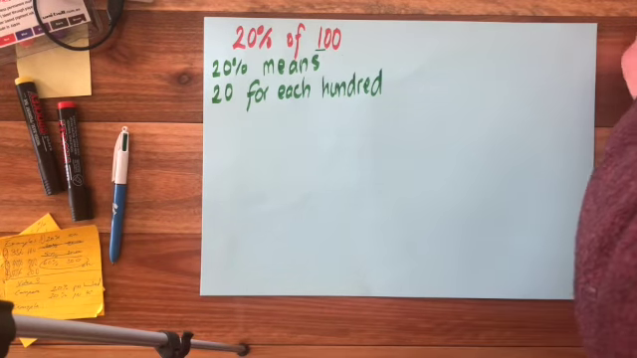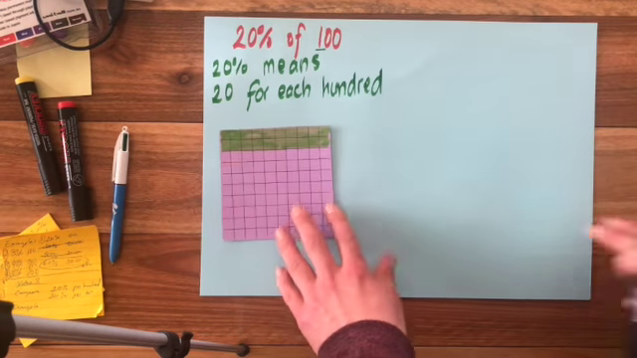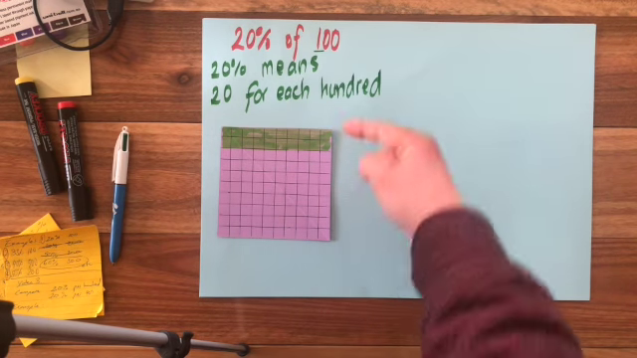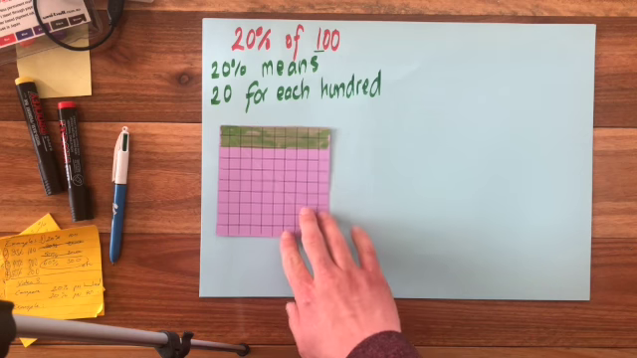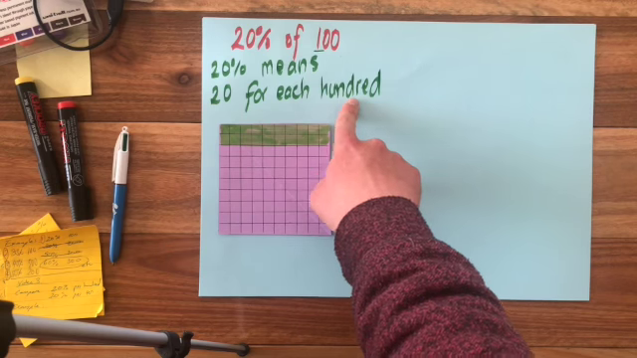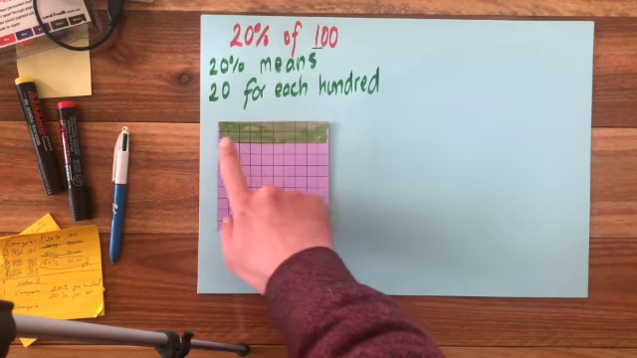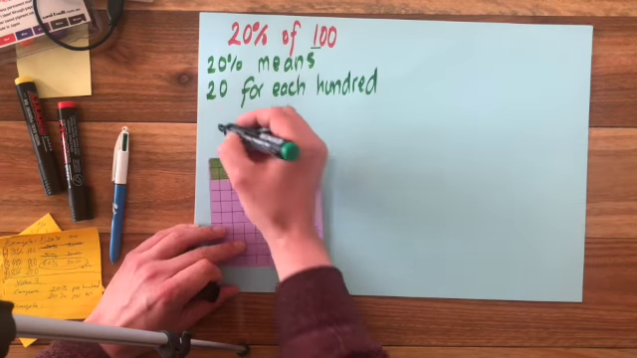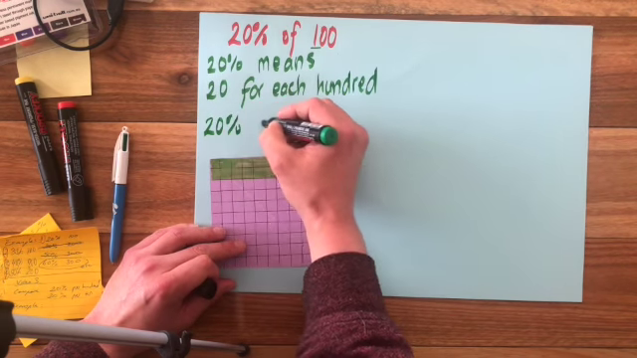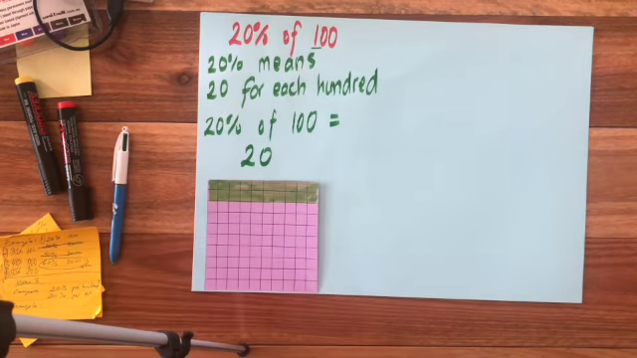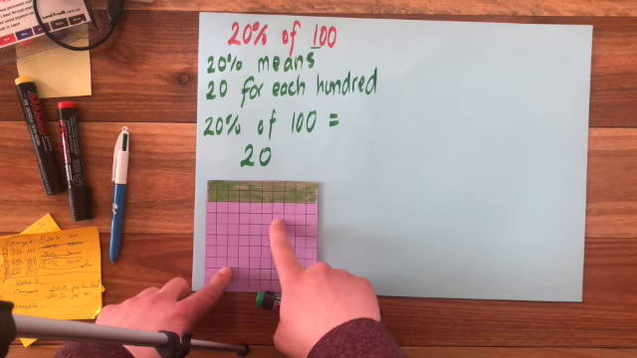So let me get my picture up. Here it is. Now, it's pre-shaded, so you don't have to watch me shade it in. This is a 100 square, 10 by 10, gives me 100 little blocks. So I've got 100 here, and I've got 20 for each 100. Since I've got 100, I'll show 100. And I've shaded in 20 parts for my 100. So 20% of 100 equals 20, which is clearly shown in my image.